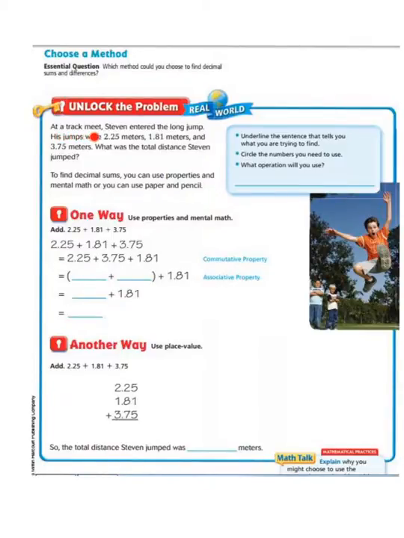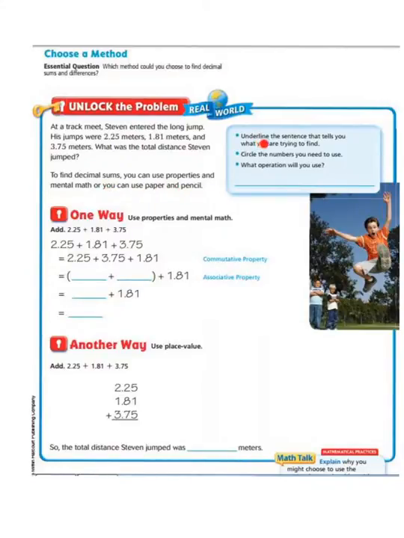At a track meet, Stephen entered the long jump. His jumps were 2 and 2500 meters, 1 and 8100 meters, and 3 and 7500 meters. What was the total distance Stephen jumped? To find decimal sums, you can use properties and mental math, or you can use paper and pencil.